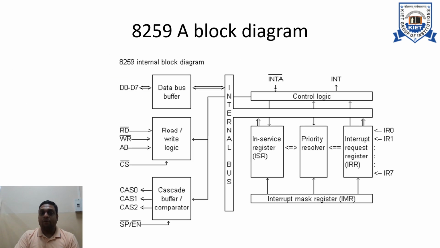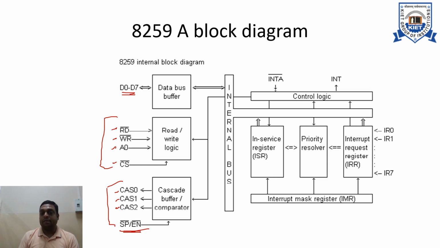This is the block diagram for 8259. In this block diagram, we have the data bus buffer, that means the data bus, and a read-write control logic which has read, write, chip select and A0 signals. Then cascade mode. For cascade mode, we have CAS0, CAS1, CAS2 signals, and SPEN. SPEN acts as a chip select signal as it enables or disables the cascade mode.